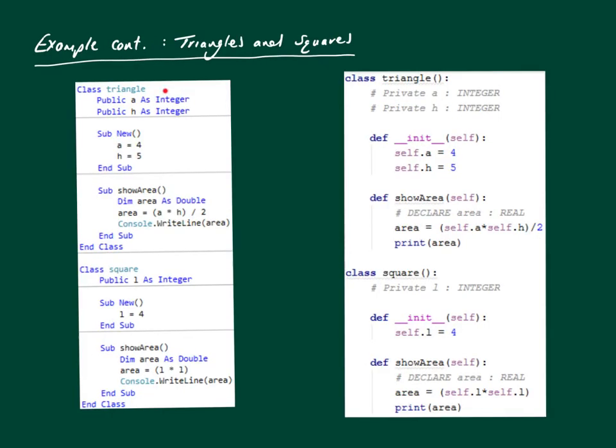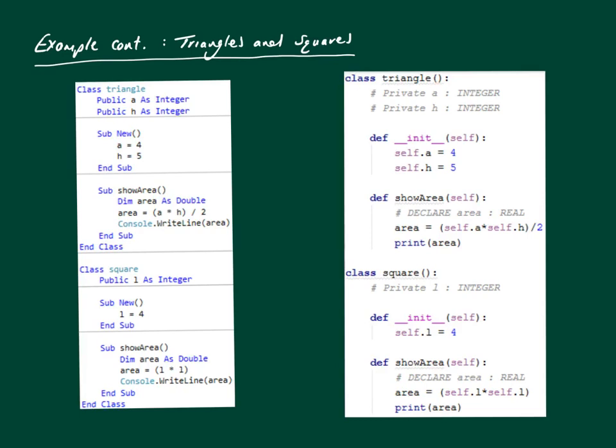And here we go. On our left we've got Visual Basic, and on our right we have Python. As you can see, it's pretty similar to class triangle and class square. We've got one data item, which is L for length. We set that to 4 in the constructor, and then we calculate the area by multiplying length by itself and then writing out the area. Notice that the method in both is called showArea, as in our design.